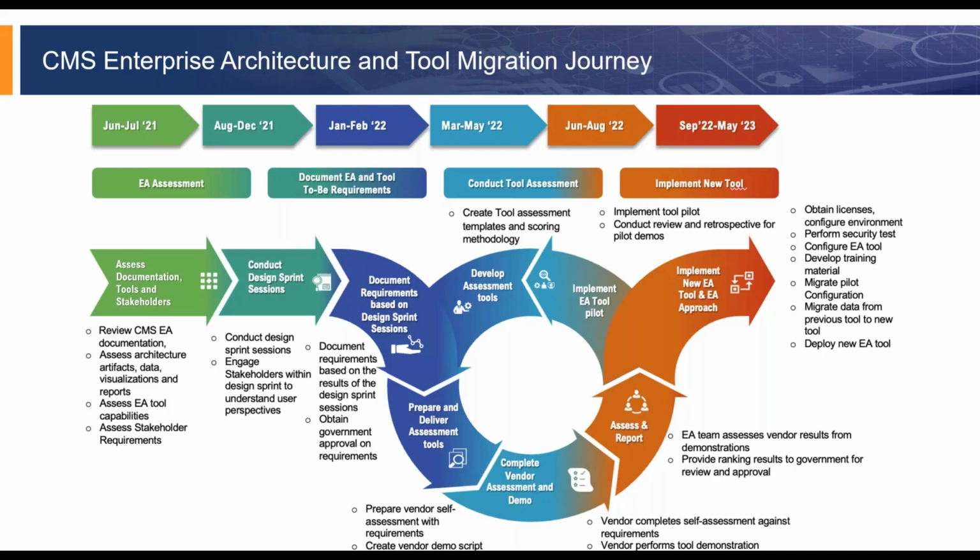In Phase 2, the dark green area on the slide, we began having design sprints, as Mike had mentioned, to discuss current and future architecture methodologies, visualization, reporting requirements, and tool capabilities. This gave an opportunity for our government and contractor team to level set our EA knowledge, and identify opportunities for additional training and mentoring along the way.